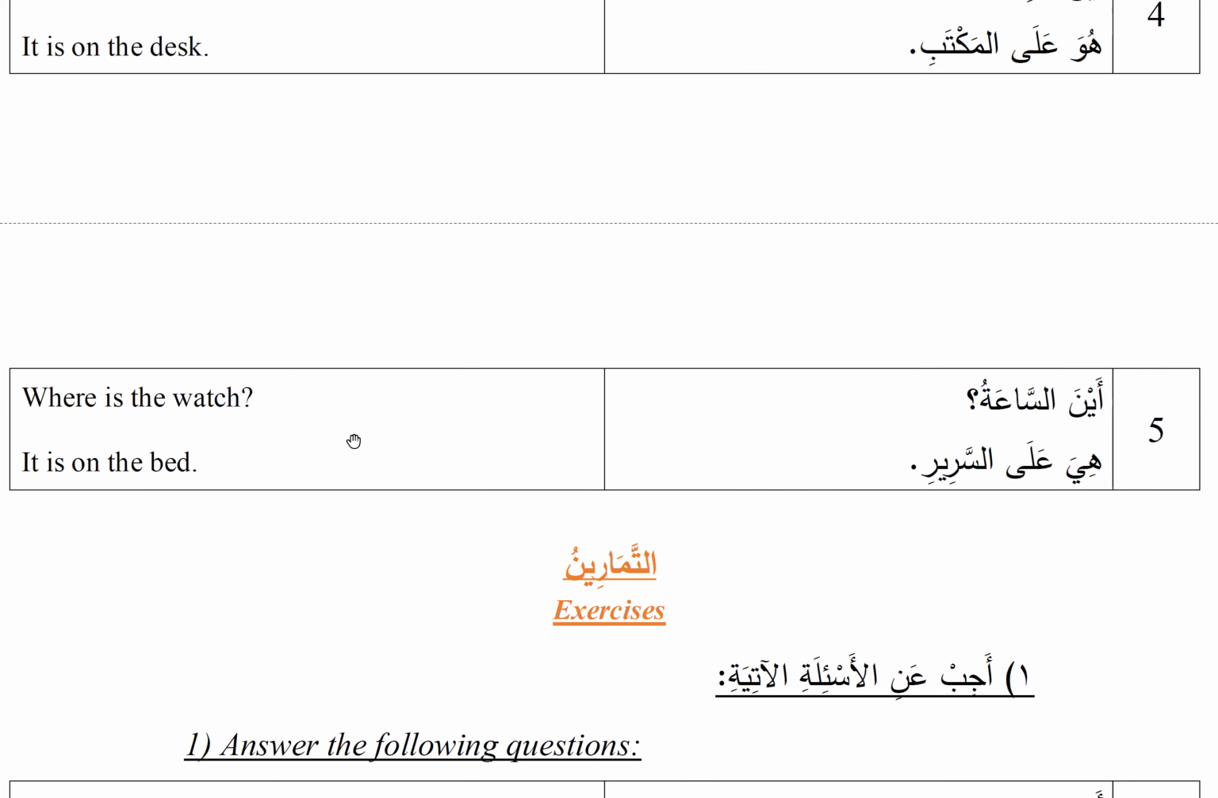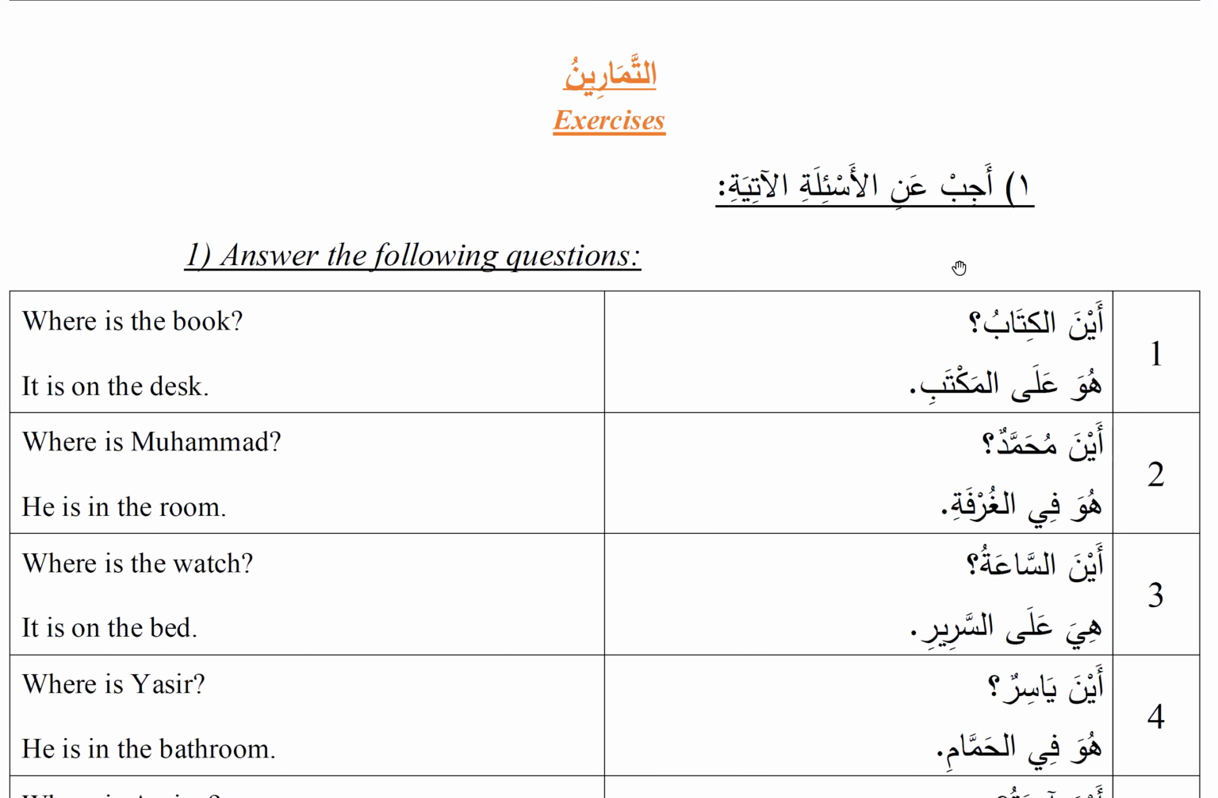Coming to the tamarin exercises, based on what we just covered: ajib anil as'ilatil atiya, answer the following questions. How do we say where is the book? We say aina al kitabu. Let's go from English to Arabic now. Where is the book? Aina al kitabu. It is on the desk. We say huwa ala al maktabi. As we said, it can mean huwa or hiya, depending on whether it's male or female. Here kitab is male, so we say huwa.